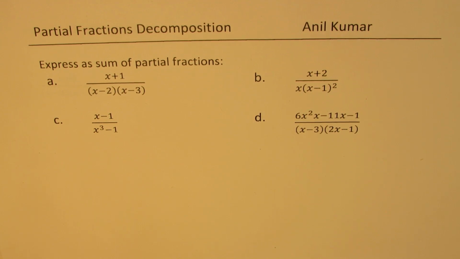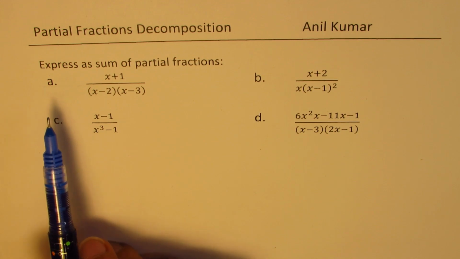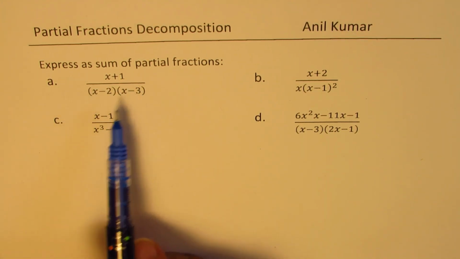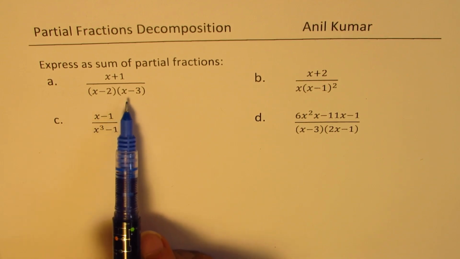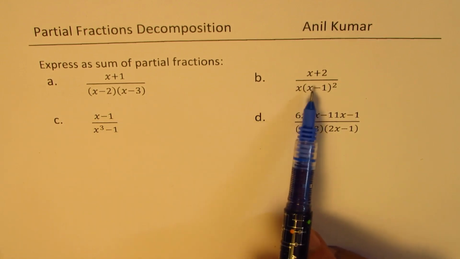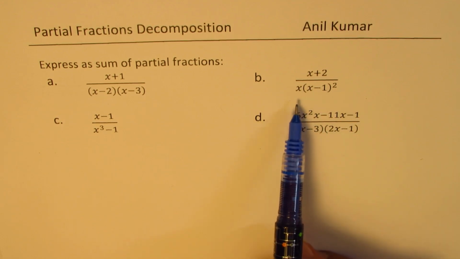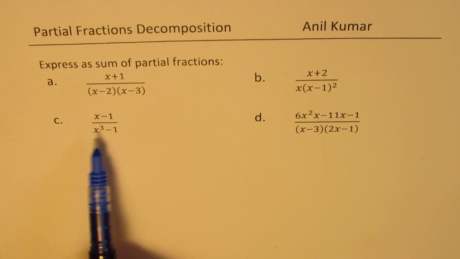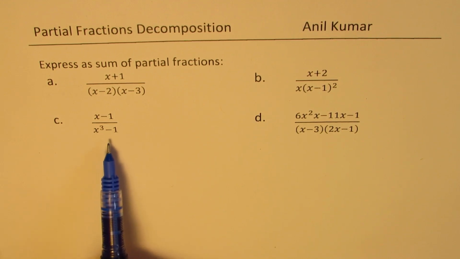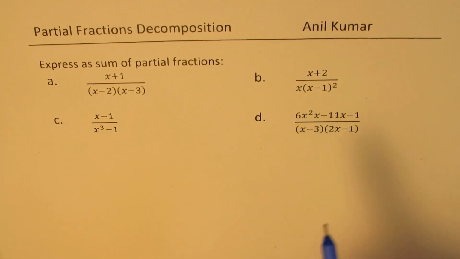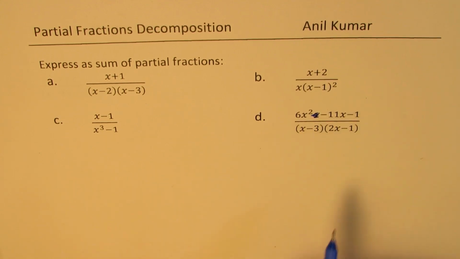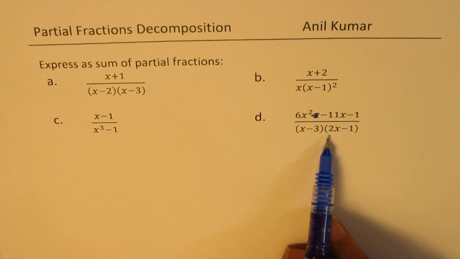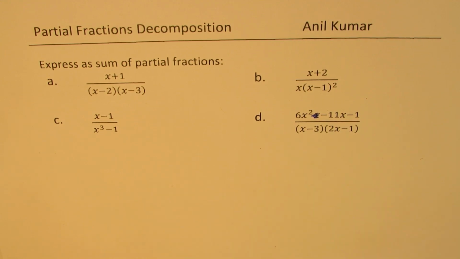a rational function. The question here is, express as sum of partial fractions: a, (x plus 1) divided by (x minus 2) times (x minus 3); b, (x plus 2) divided by x times (x minus 1) whole square; c, (x minus 1) over (x cubed minus 1); and d, (6x square minus 11x minus 1) divided by (x minus 3) times (2x minus 1).